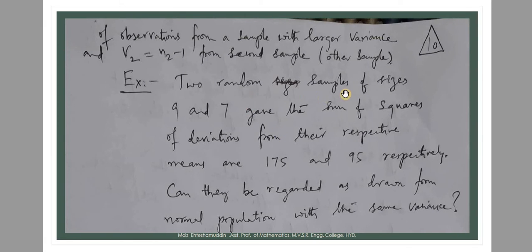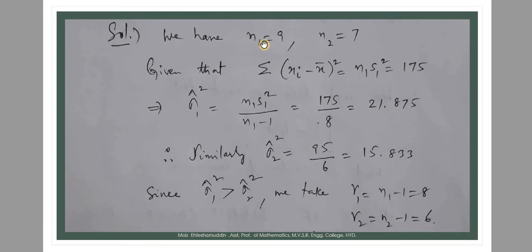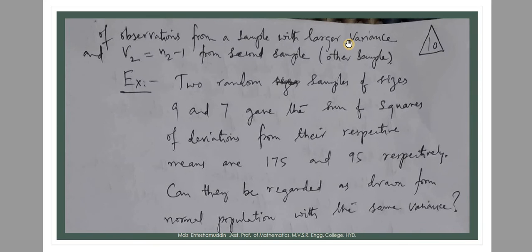Now, 2 random samples of sizes 9 and 7 gave the sum of squares of the deviations from their respective means as 175 and 95 respectively. Can they be regarded as drawn from normal populations with the same variance? It is a problem. The first sample has 9 elements, the second sample has 7 elements. In the question, it is not given how much the standard deviation is, nor the variance of the sample, but it is given the sum of the squares of the deviations from their respective means. What is that here?